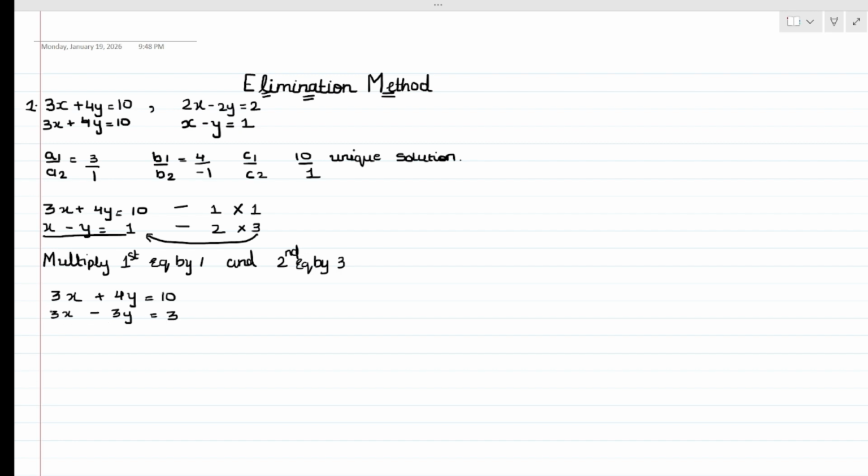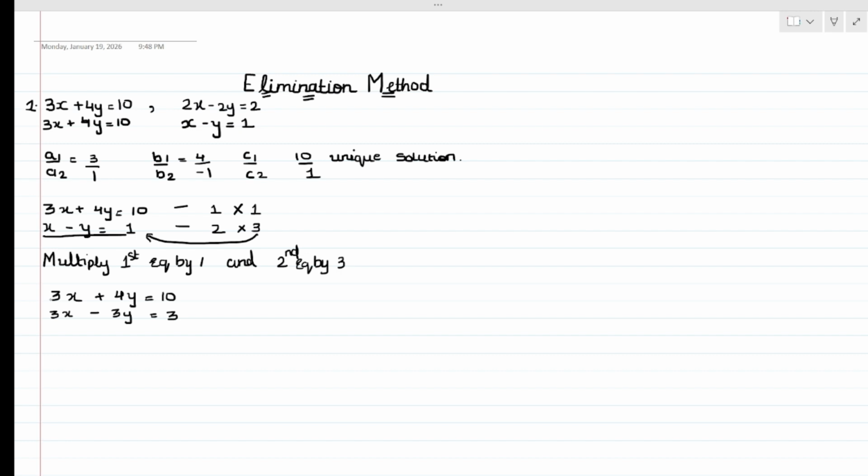Now, next step, you have to see that if your variable is the same and its value is the same, and its sign. Here we have 3x and 3x, and its value is also the same. But you have to check for the signs.